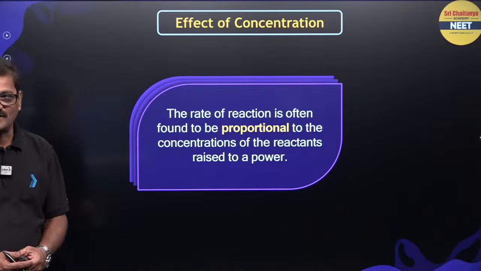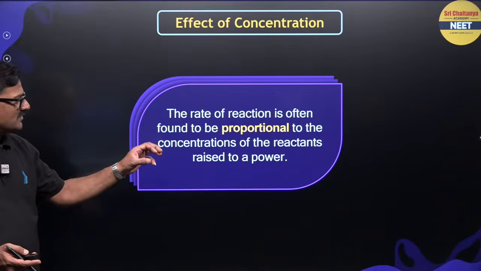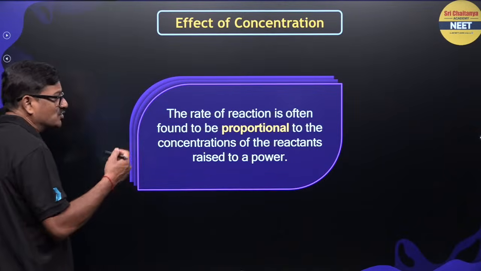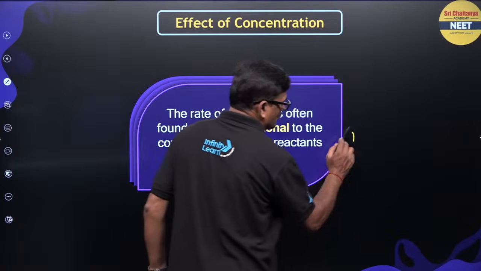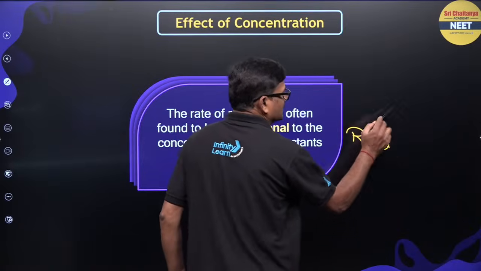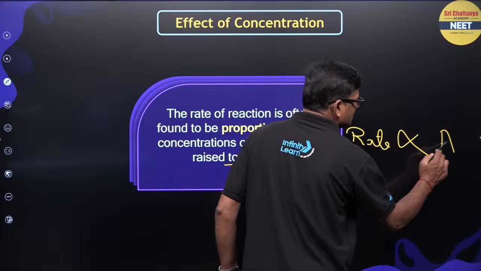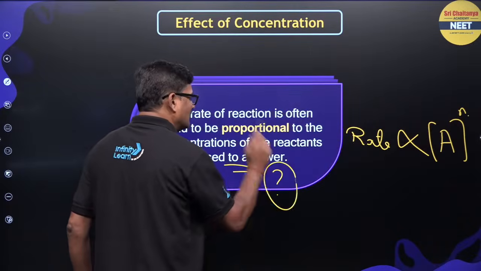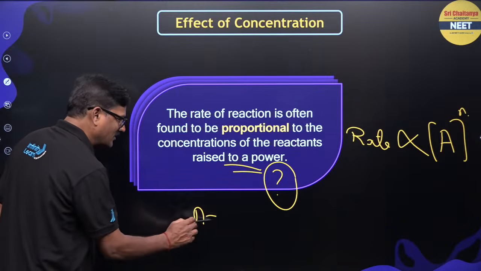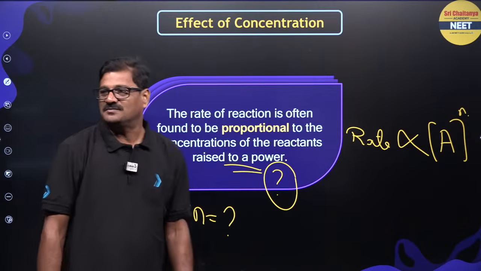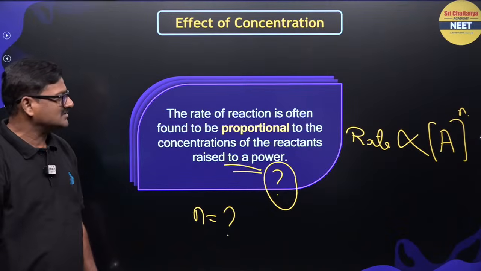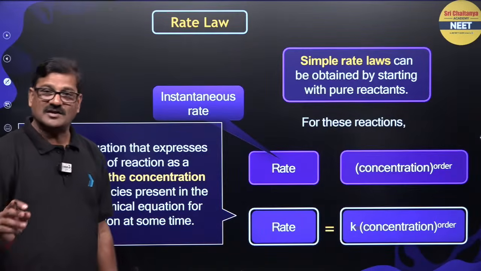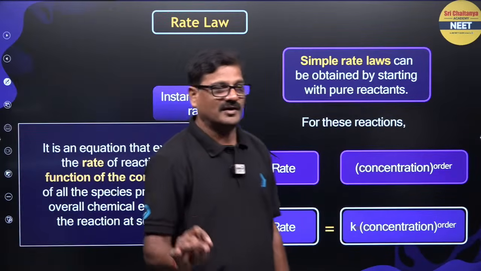So, effect of concentration. Bachcho, here the rate of the reaction is often found to be proportional to the concentration of the reactants raised to some power. So, rate is directly proportional to, let us say, concentration to the power n, some number. What is that? It is going to be the order: 0 order, first order, second order. We will discuss second order. 0 order and first order are quite important as per NCERT.